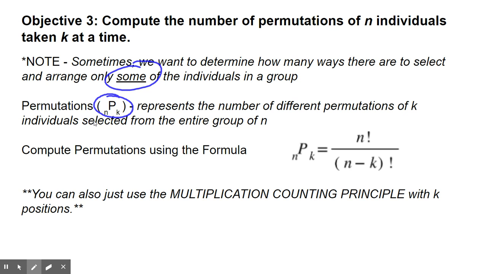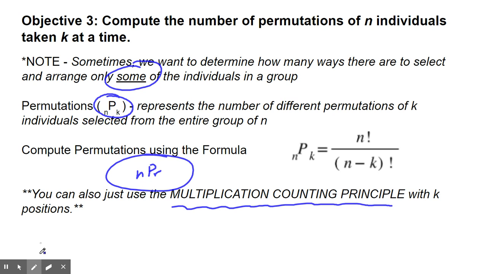So n is the entire group, the big number. k is the number of people or individuals I'm choosing, that's the smaller number. Now, there is a formula here, and when I was a kid, that's what I would use. But your calculator does it for you. In the Desmos graphing calculator, instead of k, it's r, so nPr. You'll see that, and I'll show you in a second. You can also just use the multiplication counting principle with k positions. I'll show you both ways, but you can do it that way as well.